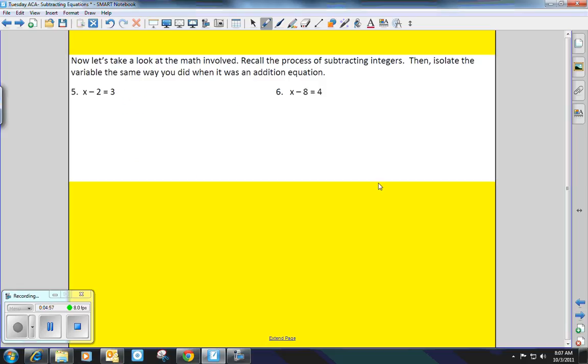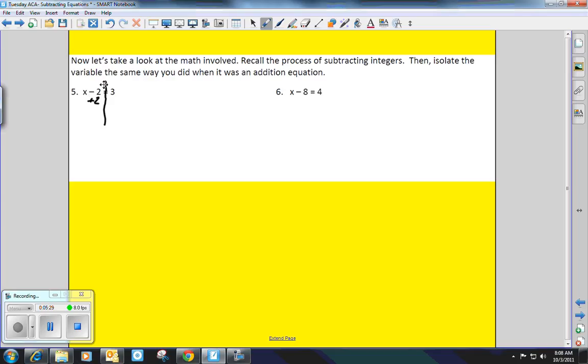Okay, now we're going to take a look at how we do it writing out our steps, like we did with addition of equation. So when I'm looking at this, I see my variable is on the left side. I'm going to draw a line down here to separate the two halves of my equation. X is on the left side, so I have to undo whatever is happening with x, or I have to do the opposite so that I can get x by itself. On this side, I'm going to have to add 2 to make negative 2 and positive 2 be 0.